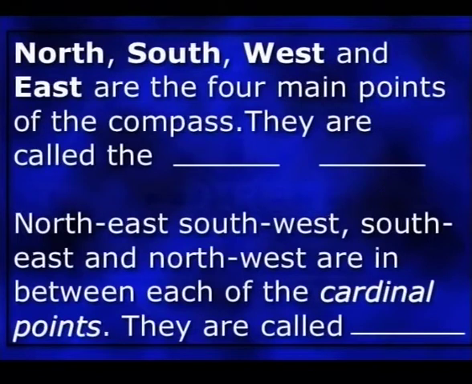North, south, west, and east are the four main points of the compass. They are called the cardinal points. All right, very good. North, south, west, and east are the four main points on the compass. They are called the cardinal points. Cardinal points.